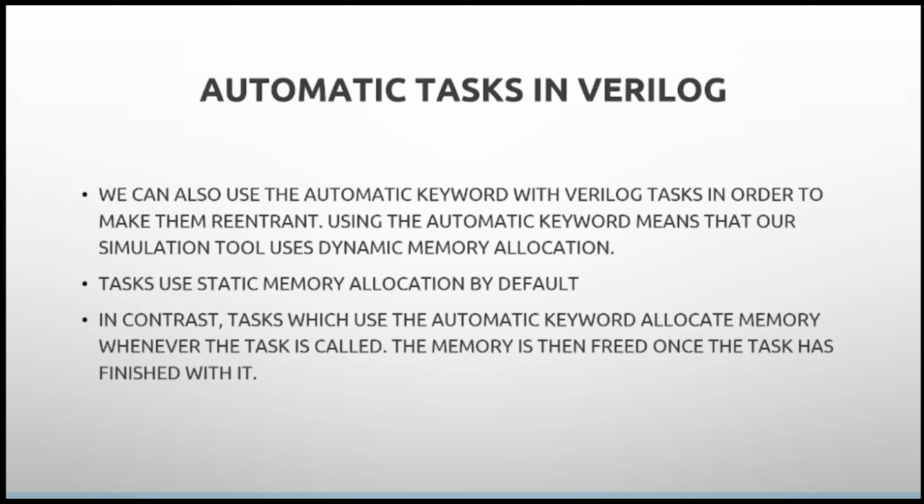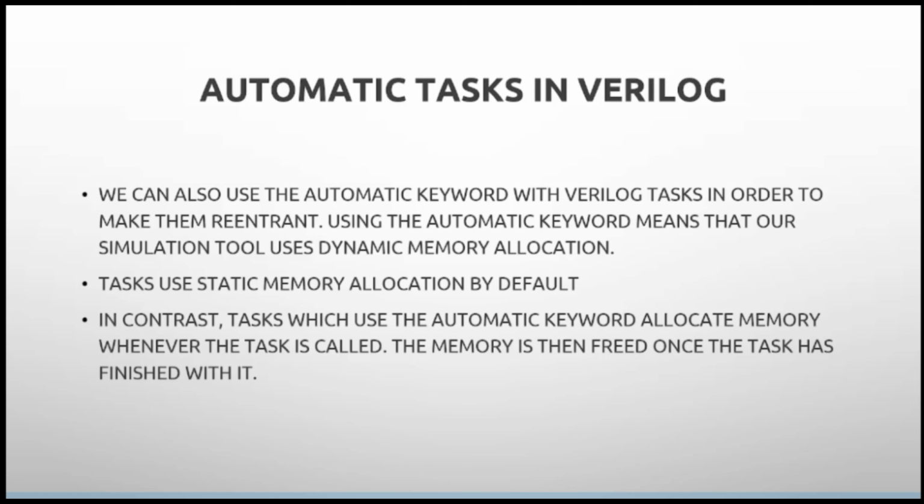When it comes to automatic functions, you know the difference between static functions and automatic functions. Is it or not? In static functions, the memory is allocated as soon as you declare the function. But in case of automatic function, what happens? The memory will be created whenever you call the function. The memory is created at that particular point of time. Similarly in a static task, the memory locations will be allocated as soon as you declare the task.